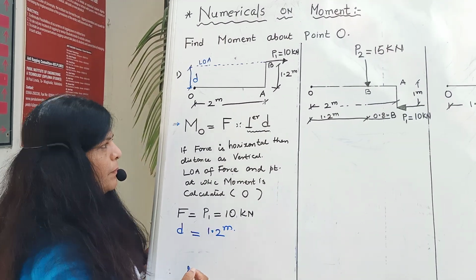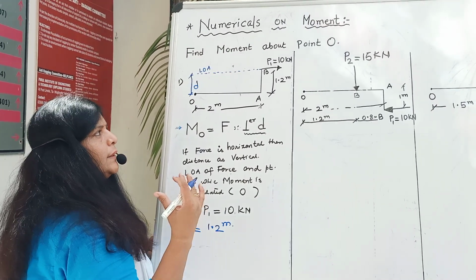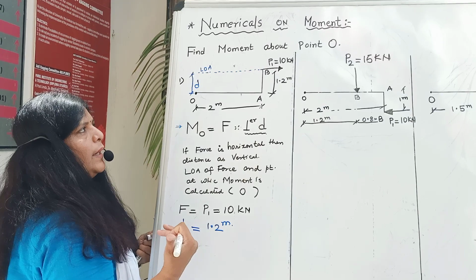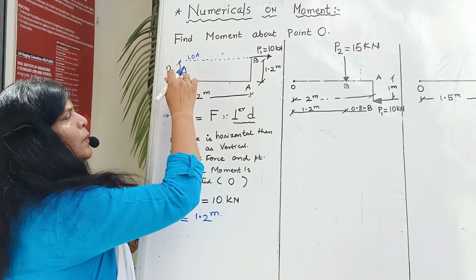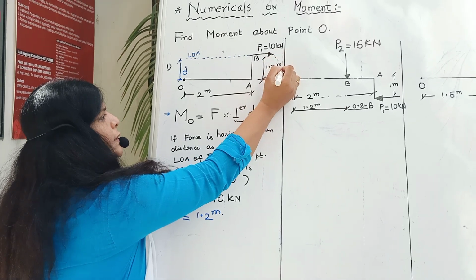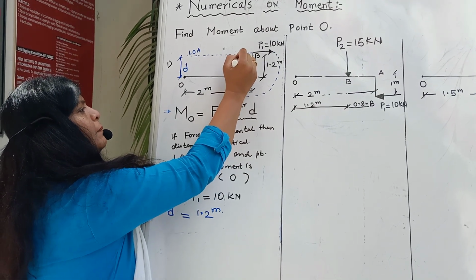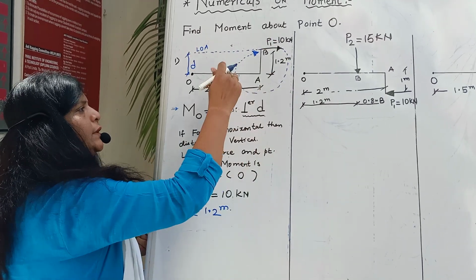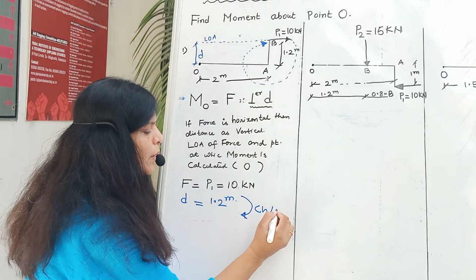So D is equal to 1.2 meters. Okay, now I want you to remember again that if you want to find out the direction, you can use the right hand thumb rule, or you can use a simple method: form a circle, go to the point O, and come back again to the starting point. So we will move in this direction, right? And we will come back to point B over here. So what is the direction of force? The direction of force is clockwise, and clockwise is considered as positive.